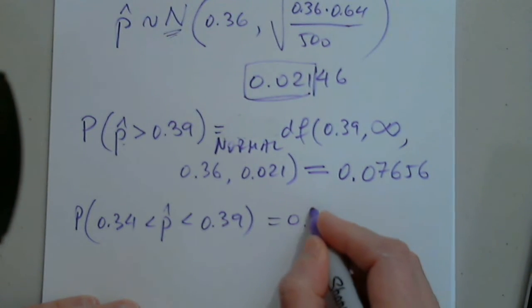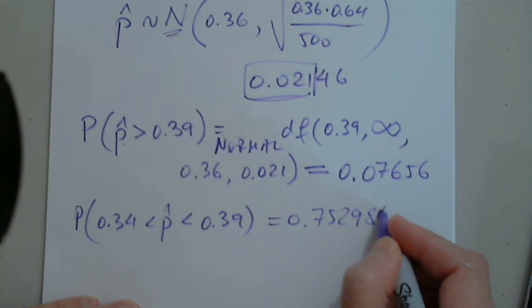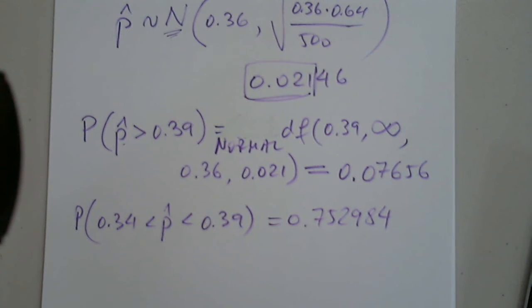So we got 0.752984. So then round to 4 decimal places, 0.7530. If 100 different samples were obtained, one would expect 100 times 0.753, it's 75.3, round to the nearest integer, so I have to write 75.